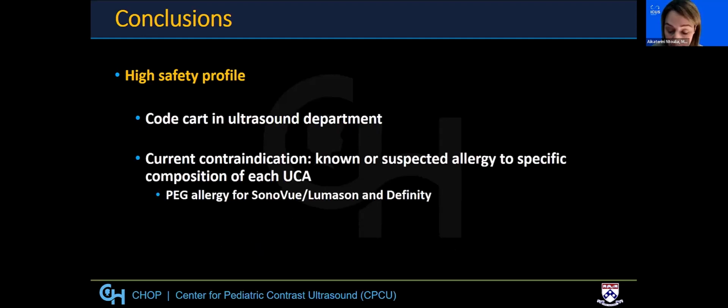Standard safeguard and medical precautions, including the presence of a code card near the ultrasound department, should be in place. And the only current contraindication is known or suspected allergy to the specific components of the ultrasound contrast agents, and also allergy to PEG for the agents Lumason and Definity. Overall, the high safety profile of ultrasound contrast agents combined with all other benefits of performing ultrasound in children is a driver for the wider applications of contrast ultrasound where medically appropriate.